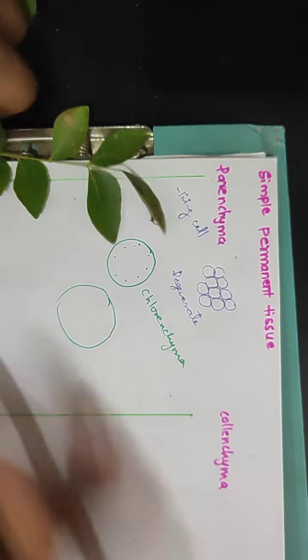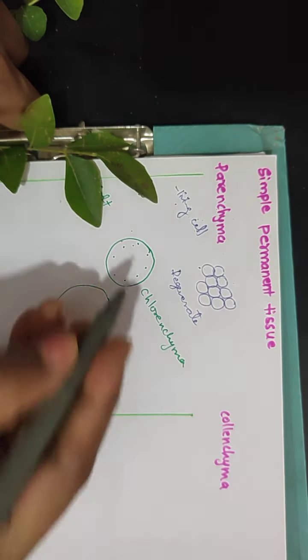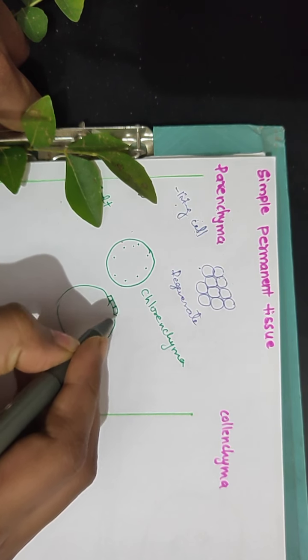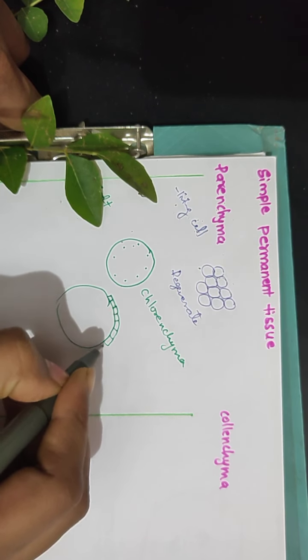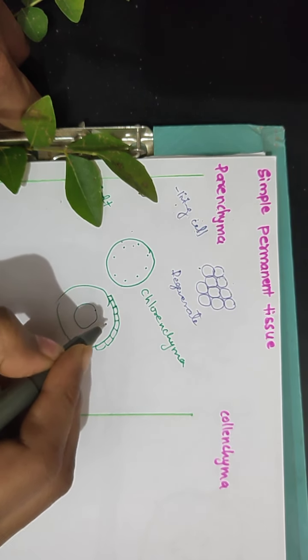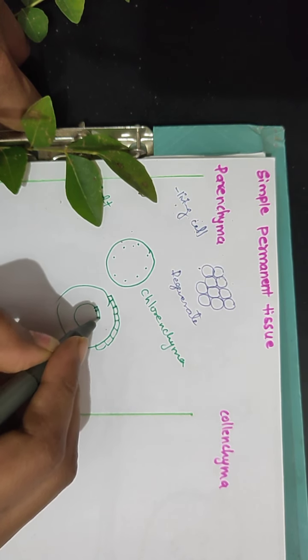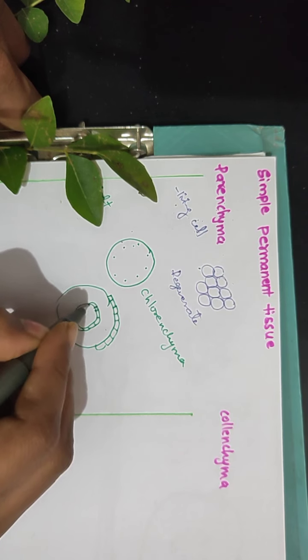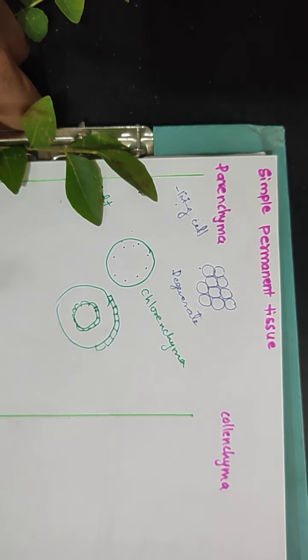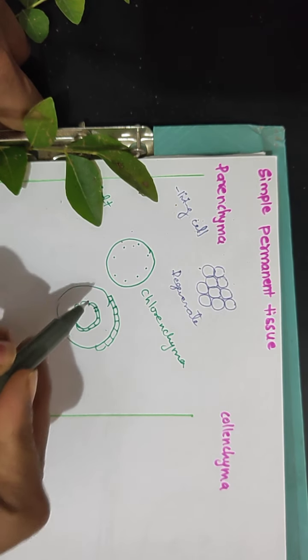Okay, in the circular section, the outer layer is always the epidermis. Next to that is the cortex. This region we call the cortex. Next to that is the pericycle. This region we call the pericycle. Followed by the stelar region.